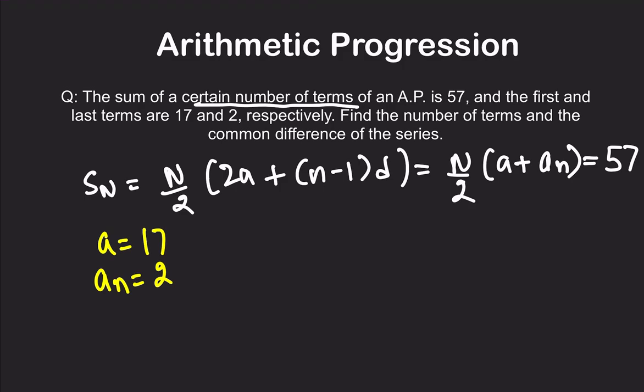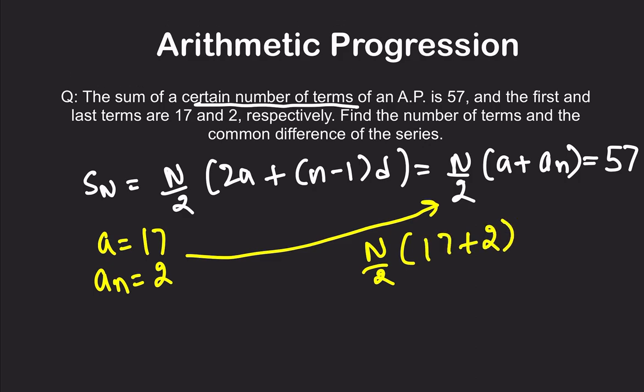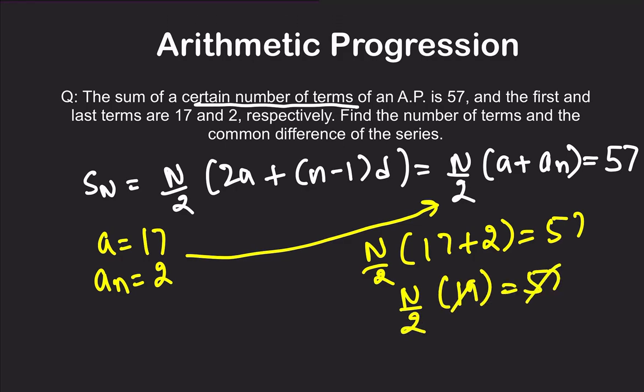So first thing, we know, should we not use this formula? Simple, n by 2 into first term that is 17 plus last term that is 2 is equal to 57. n by 2 into 19 equals 57, n equals 3 times 2. So there are a total of 6 terms in the series. n is 6, right? So n is 6.